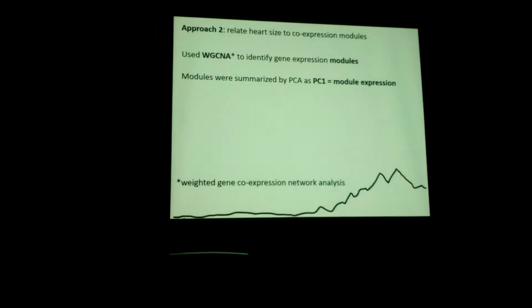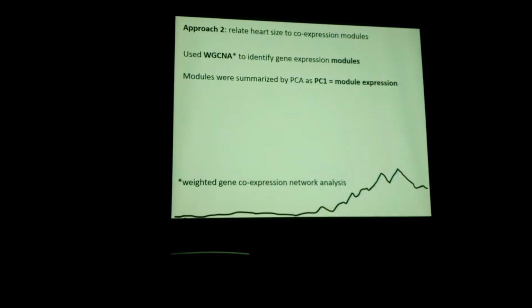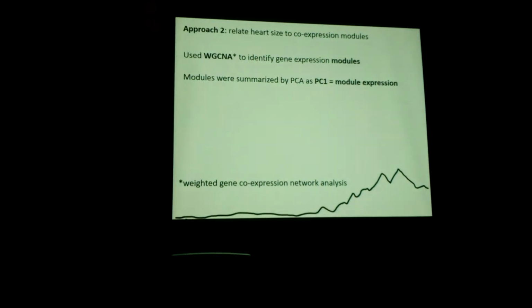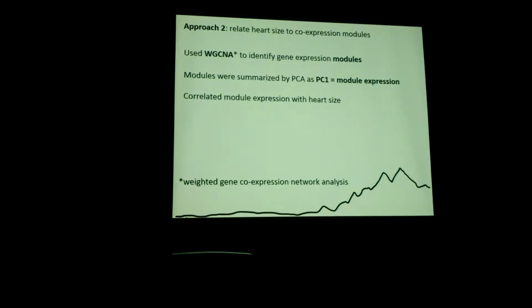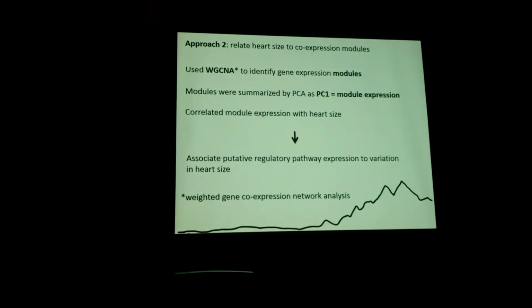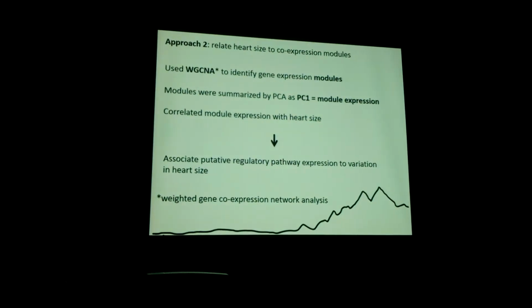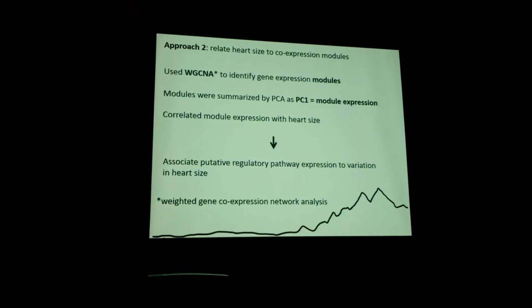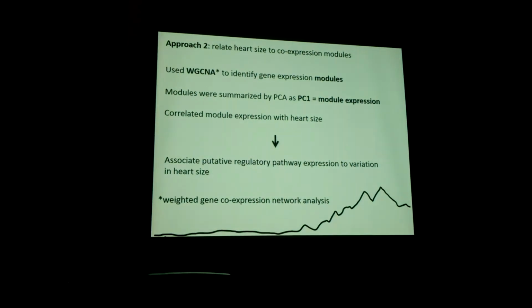We can identify those modules, and the thinking is that they represent putative regulatory pathways. We can summarize the expression of those modules using a principal components analysis, and we give that module an expression value. It's the PC1 score. That represents the expression of that module. Okay? And then what we can do is correlate that module's expression with variation in heart size. And that's pretty cool because it allows us to associate what is a putative regulatory pathway, or a group of co-regulated genes, to variation in heart size.